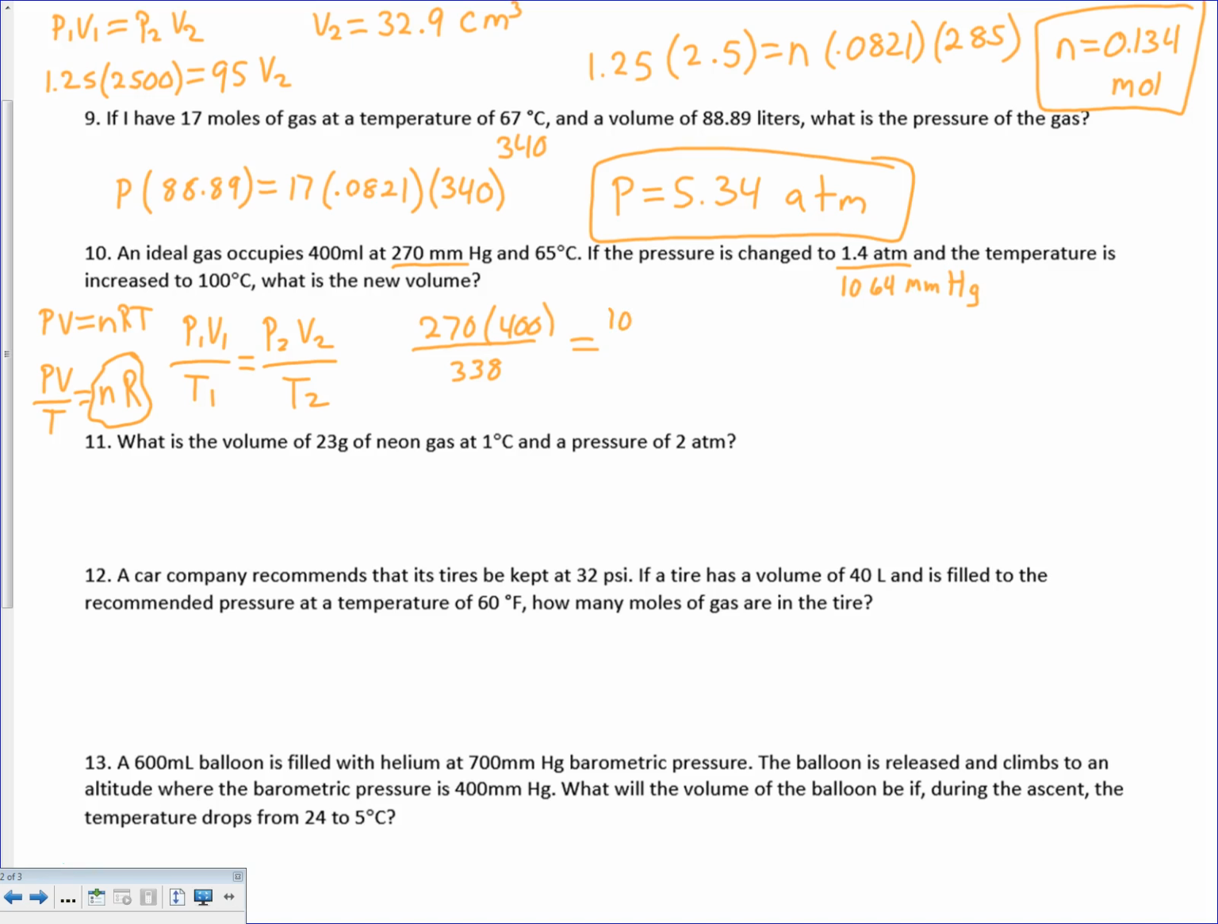So it's 1064 millimeters of mercury there for the pressure, times the second volume, which is what we're looking for, and then the second temperature here is 373. You can go through, do the work on that one. You should figure out that V2 equals 112. And volume in this case is given in milliliters, so milliliters is our answer.